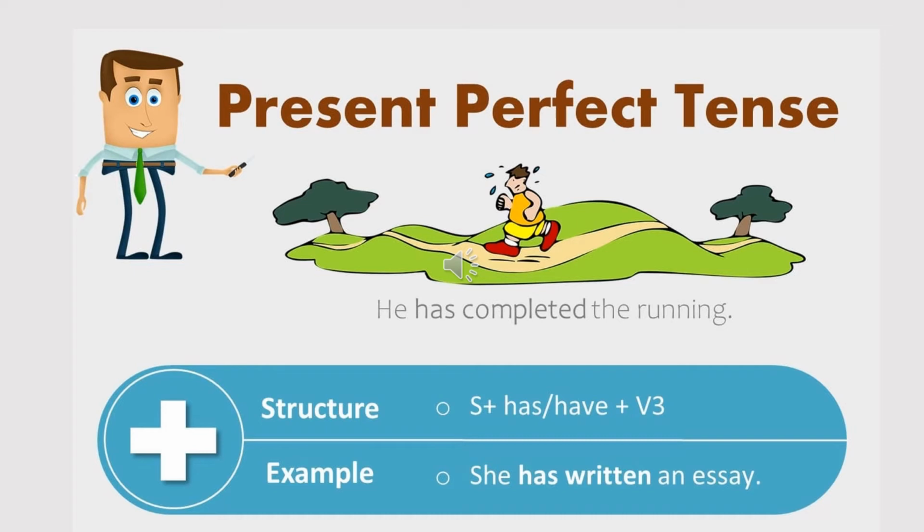Let us see the example for this present perfect tense. She has written an essay. The subject is she, it follows has, and then the past participle, here written. Written an essay. So, she has written an essay.